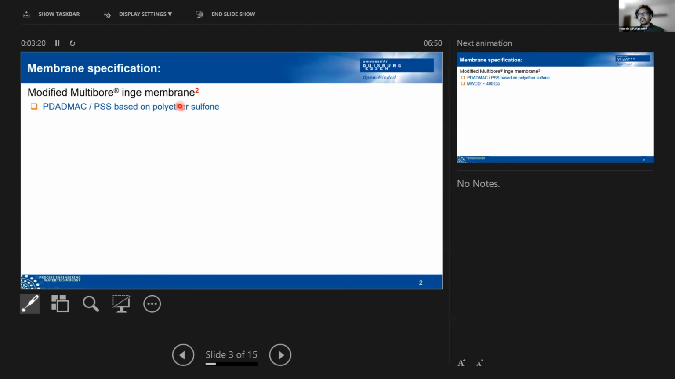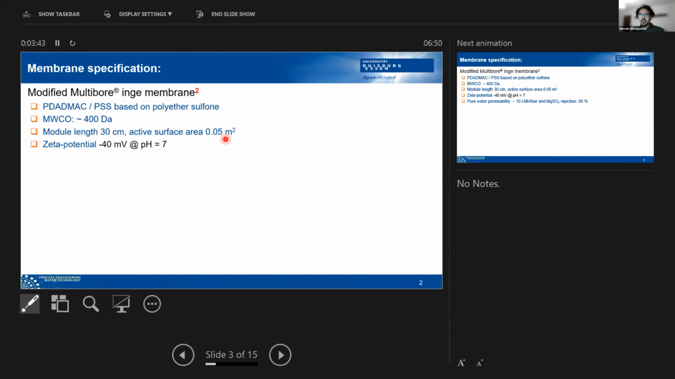And as I said, it's based on a support layer, which is the UF, made from polyethersulfone. The molecular weight cutoff of the new capillary nanofiltration membranes, or the modified Multibore membrane, is 400 Dalton, measured using PEG, polyethylene glycol. The module has a length of 30 centimeters and an active surface area of 0.05 square meters. The zeta potential measured for this modified Multibore is minus 40 millivolt at a pH of 7.